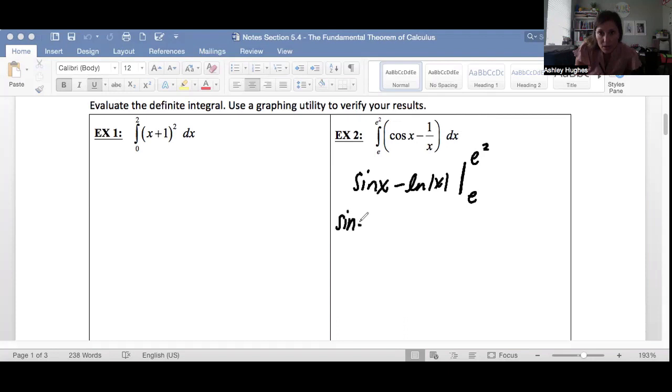So plug in e squared for both x's, and then plug in e for both x's.